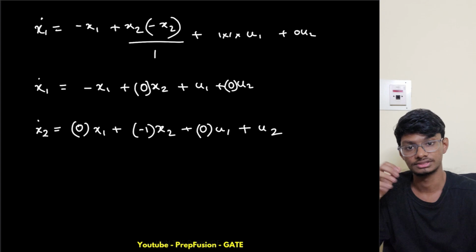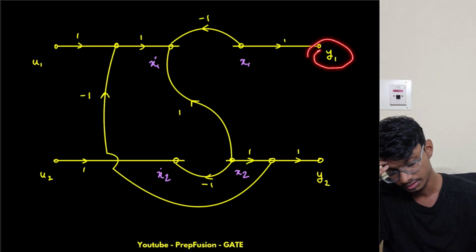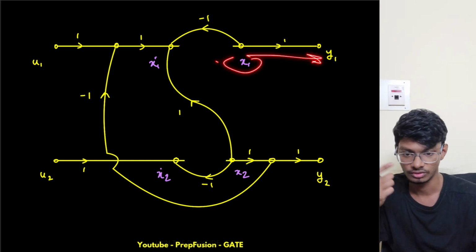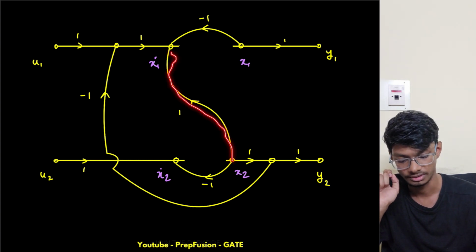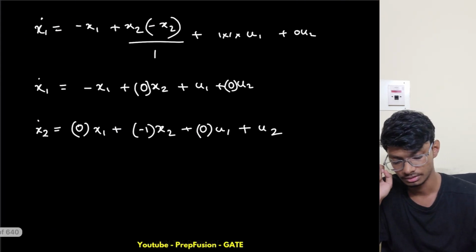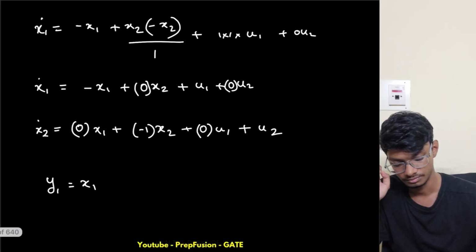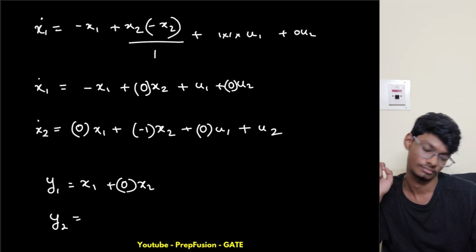Now let's write y1. So what is y1 equal to? I can directly reach from x1 to y1. Does x2 also reach y1? I can go from here, but no, this is against the flow, and this is also against the flow. So x2 can't reach y1, but x1 can, and y1 equals x1 itself, plus 0 times x2.